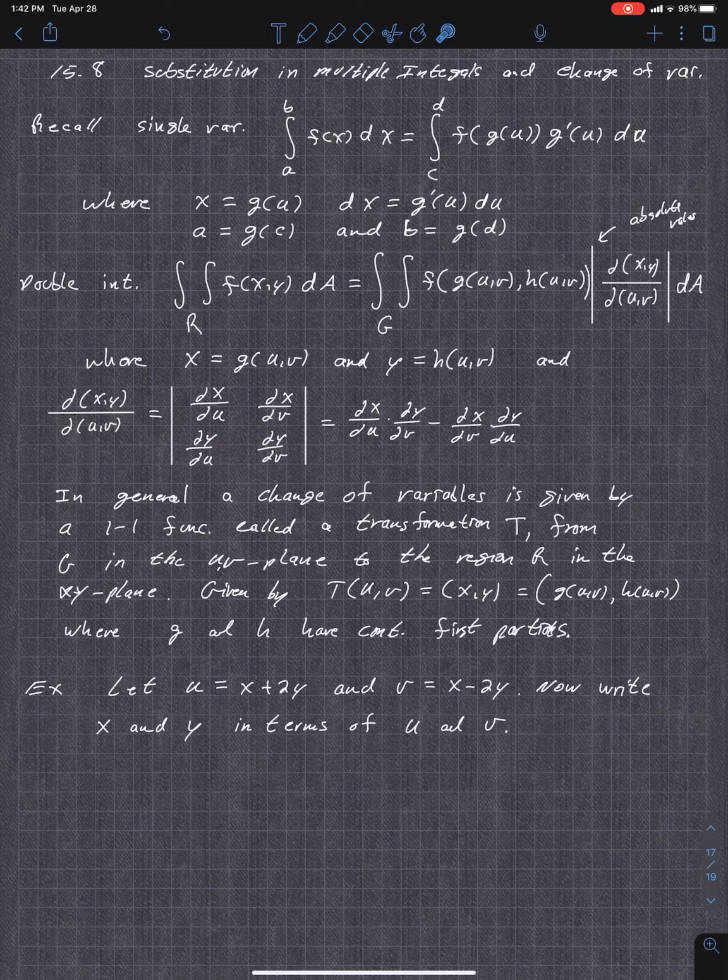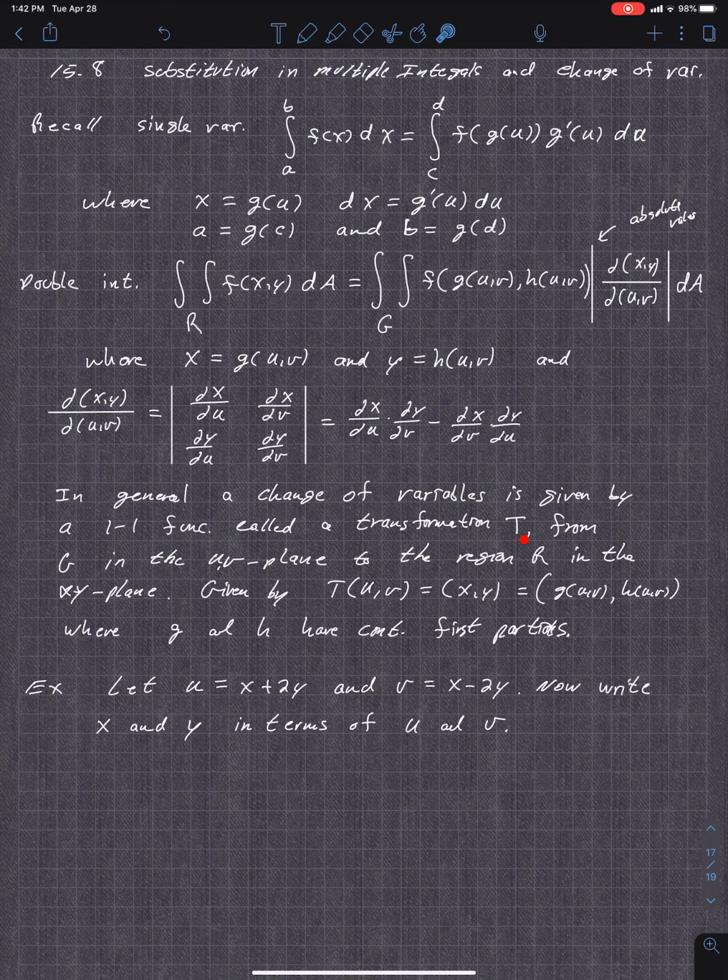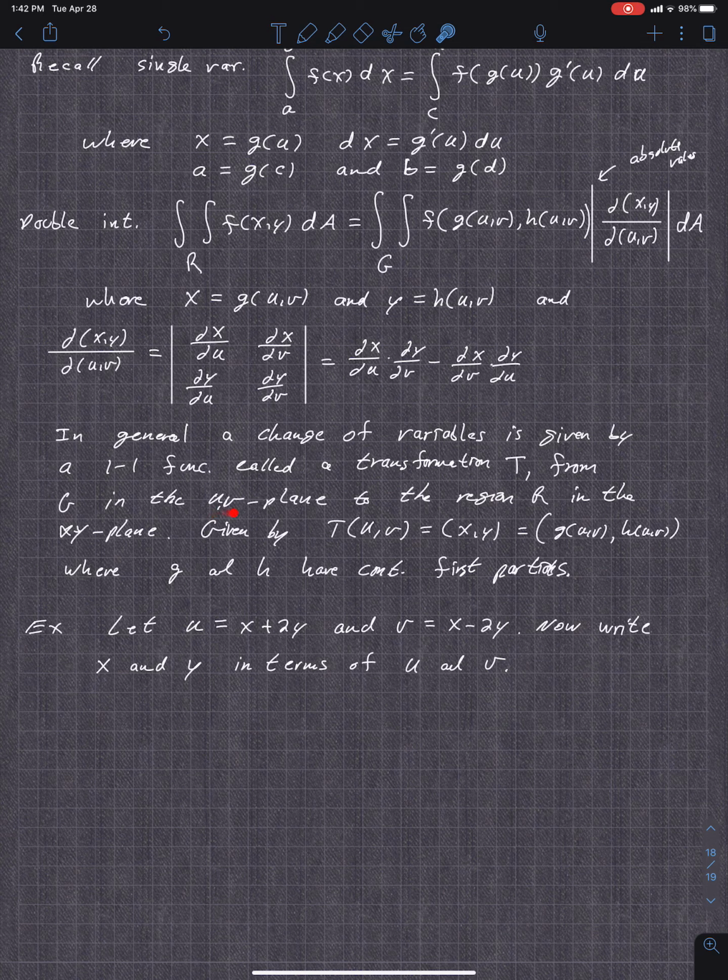So in general, a change of variable, I'll just read this to you, is given by a one-to-one function called a transformation from the region G in the UV plane to the region R in the XY plane. So T of u, v is equal to x, y, or this form. Okay, and these are continuous and have continuous first partials, basically.